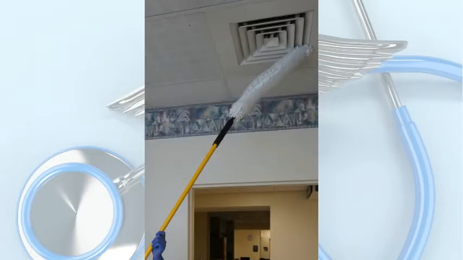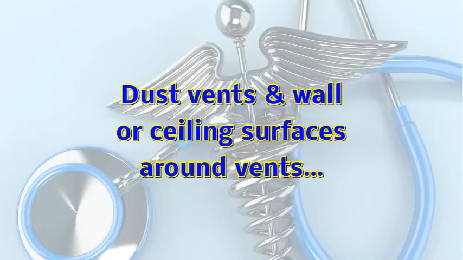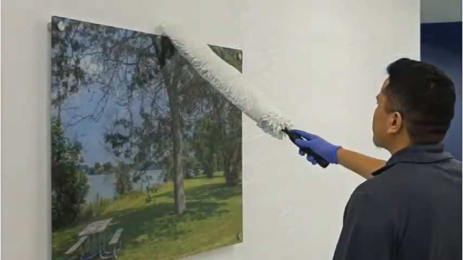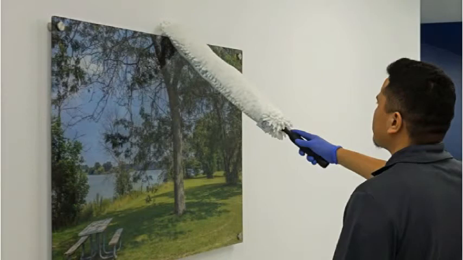When high dusting, take the microfiber duster and the extension tool and dust shoulder height or higher in the area. Dust the walls, ceiling, vents, ledges, furniture, fixture vents, and the wall area around the vents. Dust windowsills, baseboards, and chair rails. Generally, you need to look for dust accumulation on any horizontal surfaces that can catch dust, and make sure that you thoroughly clean it off.